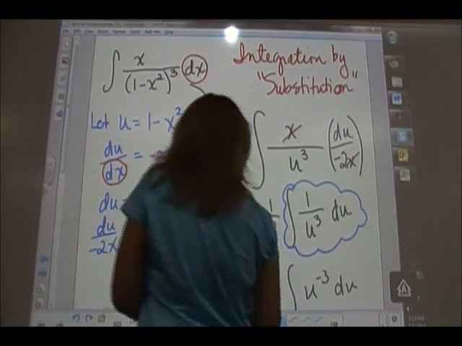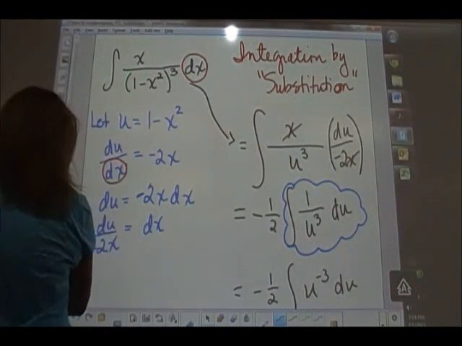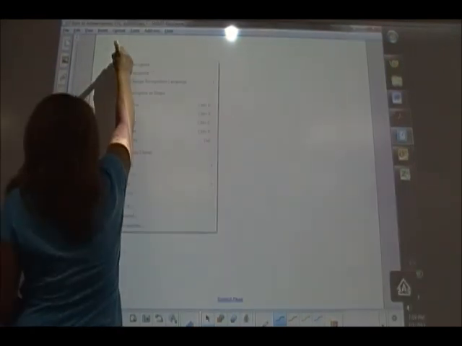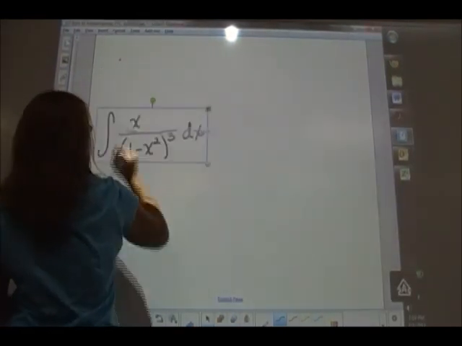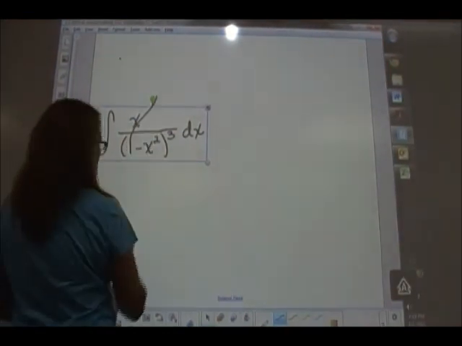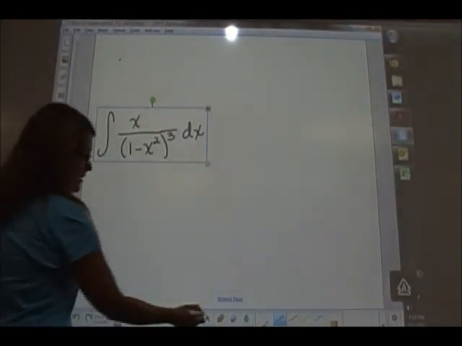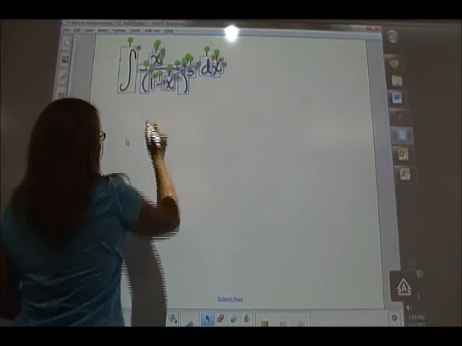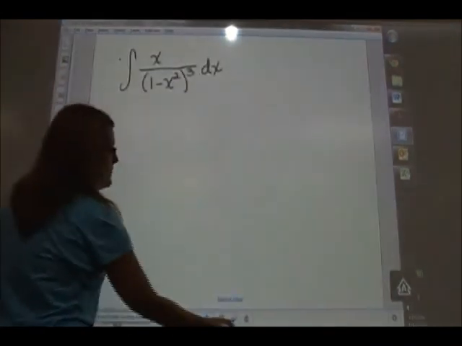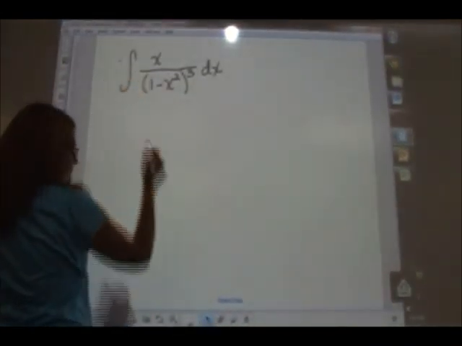But if I tried something else, because I am not saying by any stretch of the imagination that there's only one way to do this, let me show you what happens if you try to let something else be u.